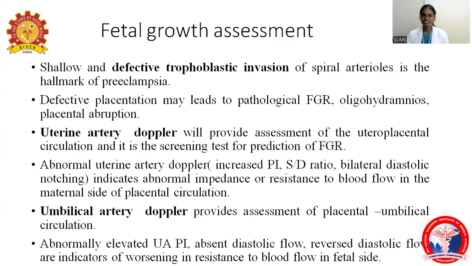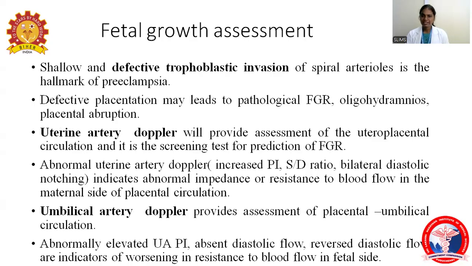Shallow and defective trophoblastic invasion. So these are the FGR, fetal growth assessments we should do, because there is increased risk of growth retardation in case of preeclampsia. Shallow and defective trophoblastic invasion of spiral arterioles is the hallmark of preeclampsia. This defective placentation will lead to pathological FGR, oligohydramnios, and even placental abruption.